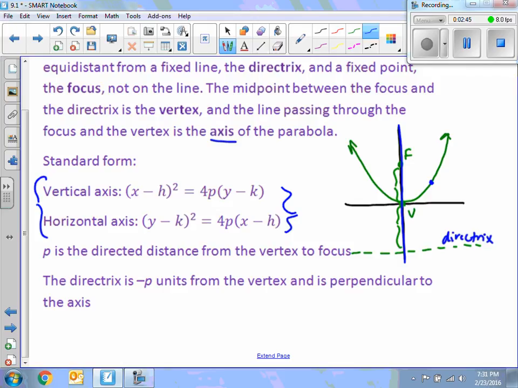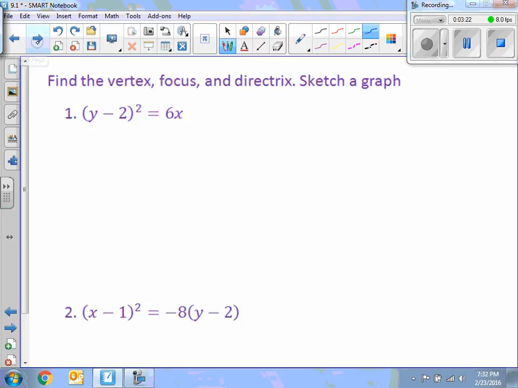P, right here, is the directed distance from the vertex to the focus. Directed distance being the key word there. What this is telling us is if P is positive, then the focus is going to be in the positive direction from the vertex. If P was negative, then your focus would be in the negative direction. The directrix is negative P units from the vertex and is perpendicular to the axis. This may sound kind of confusing. It'll make more sense once we start graphing here. So, find the vertex, focus, and directrix, and sketch a graph.